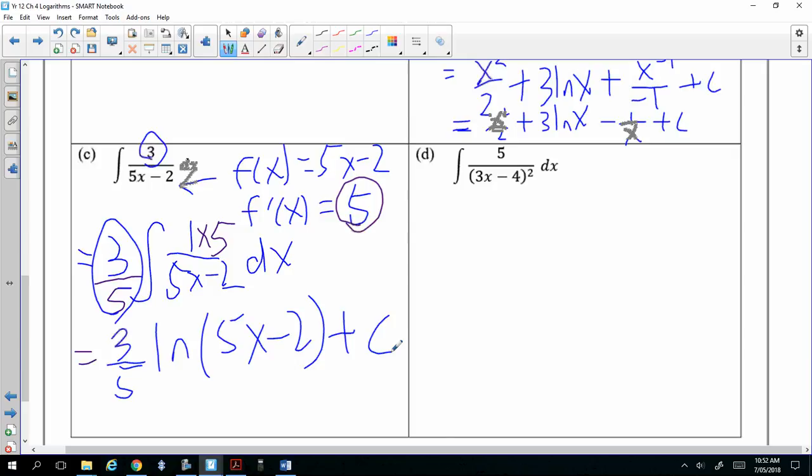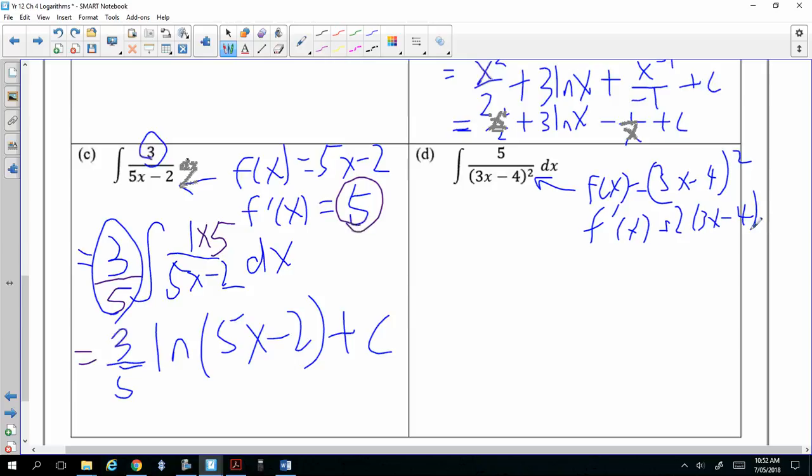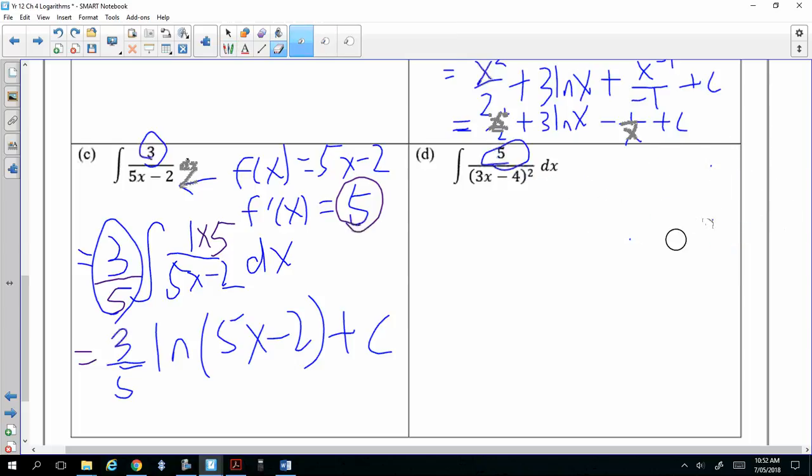On the other hand, if you use the same rule for this, it doesn't work, because if you differentiate it, let's say I make f x equal to 3x minus 4 squared, if I differentiate it, I get 2 times 3x minus 4 times 3, which you can't put an extra x on top, so you can't use the ln method. So in this case, you have to write it in index form. So you write that as 5 bracket 3x minus 4 to the power negative 2.